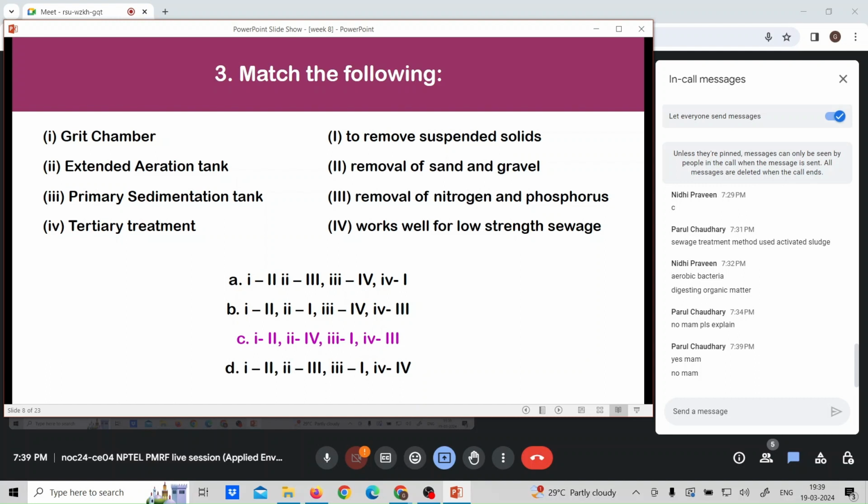And the primary sedimentation tank is to remove the suspended solids. Tertiary treatment is to remove nitrogen and phosphorus. I guess you are clear with this. The only catch here in this question was about the extended aeration tank and the low strength sewage. Low strength sewage means the organic content or matter is going to be low, in a very common term. That's a low strength sewage. And as I explained, that is the reason why we go for extended aeration for our low strength sewage system.